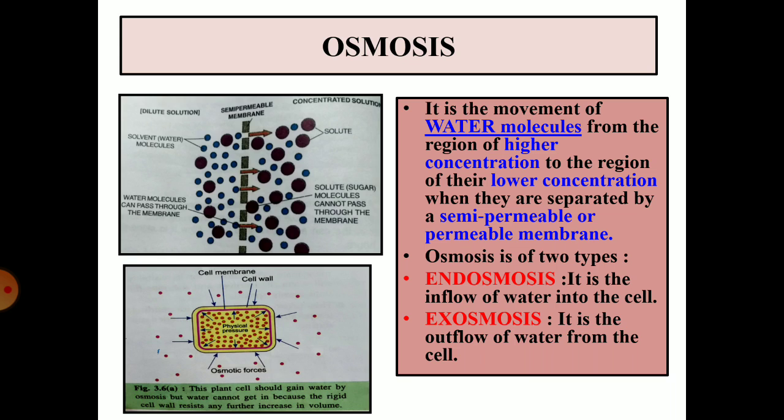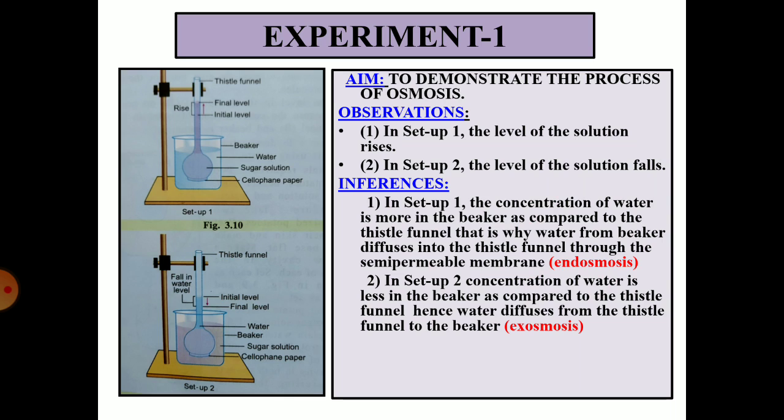Endosmosis is the inflow of water into the cell or inflow of water into a system. And exosmosis is the outflow of water from the cell to the outer surroundings, or from a system to its surroundings. Let us understand this with the help of an experiment.